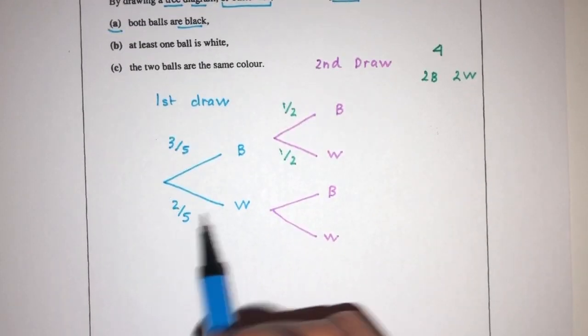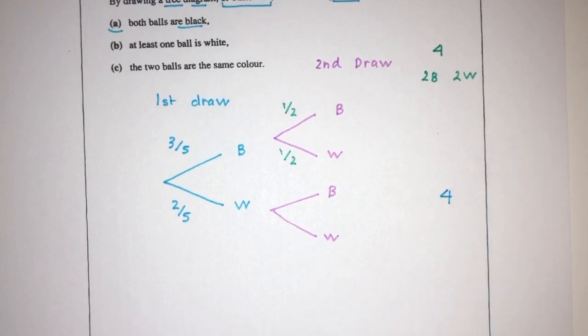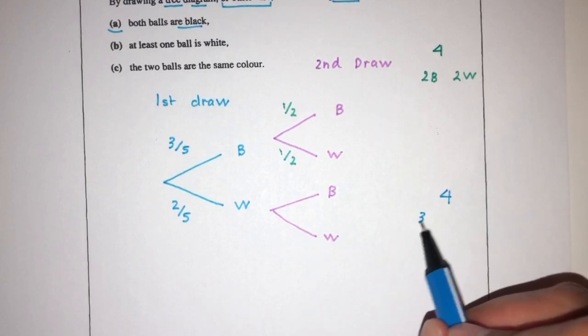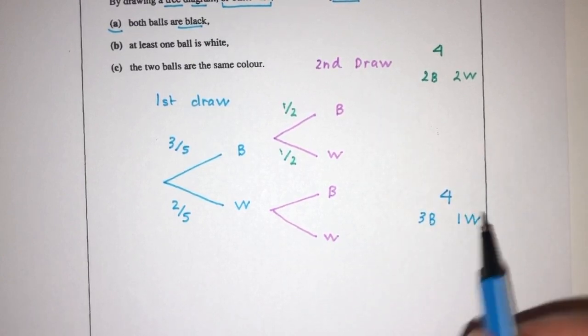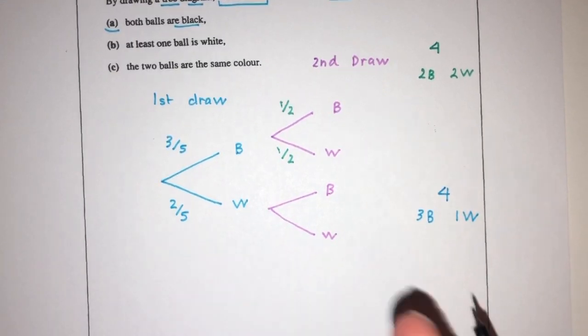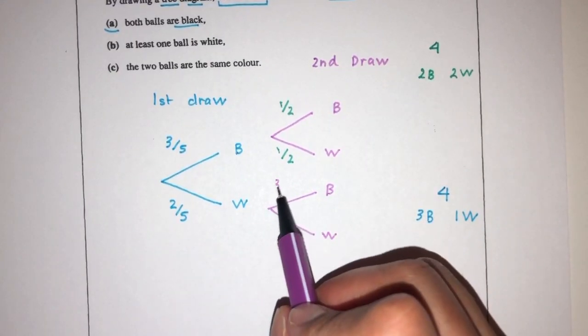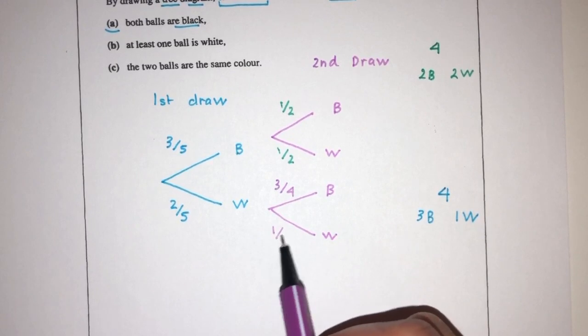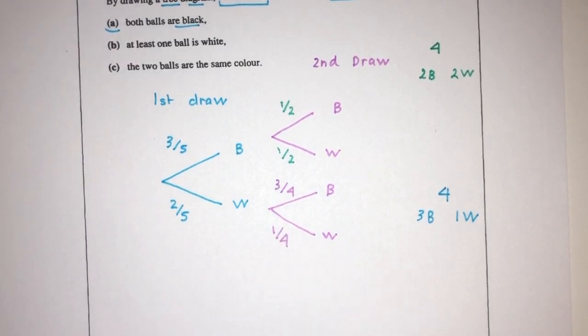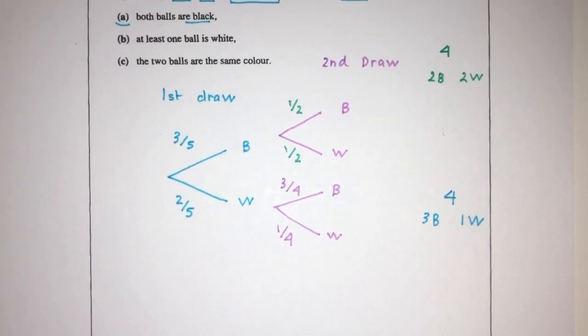Now same thing here again. If you take out the white ball, you will have 4 balls remaining, and you will have 3 black balls and 1 white ball remaining, because you took out the white. Now you will have 3/4 and 1/4. This is the tree diagram. So in this kind of questions, I would highly recommend drawing something like that to help you find the answers.